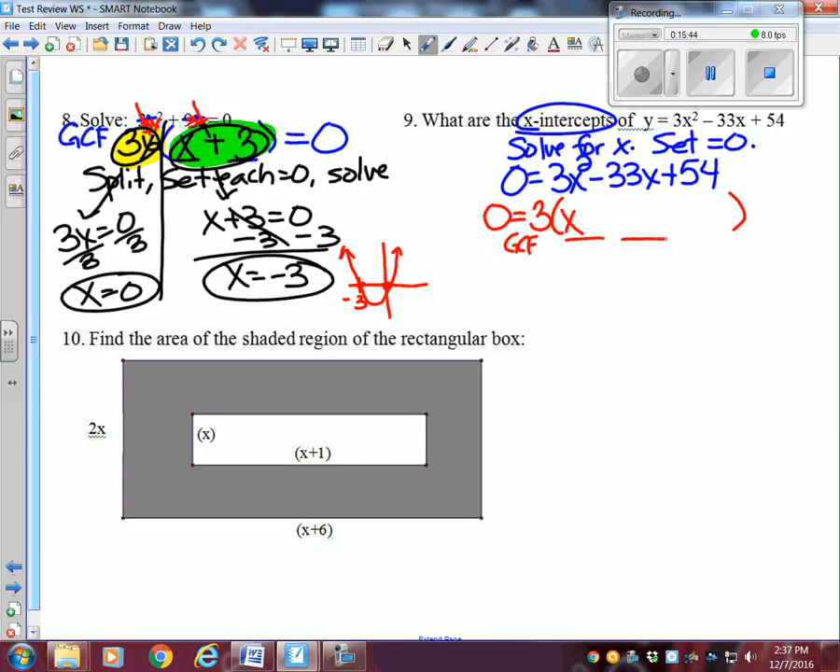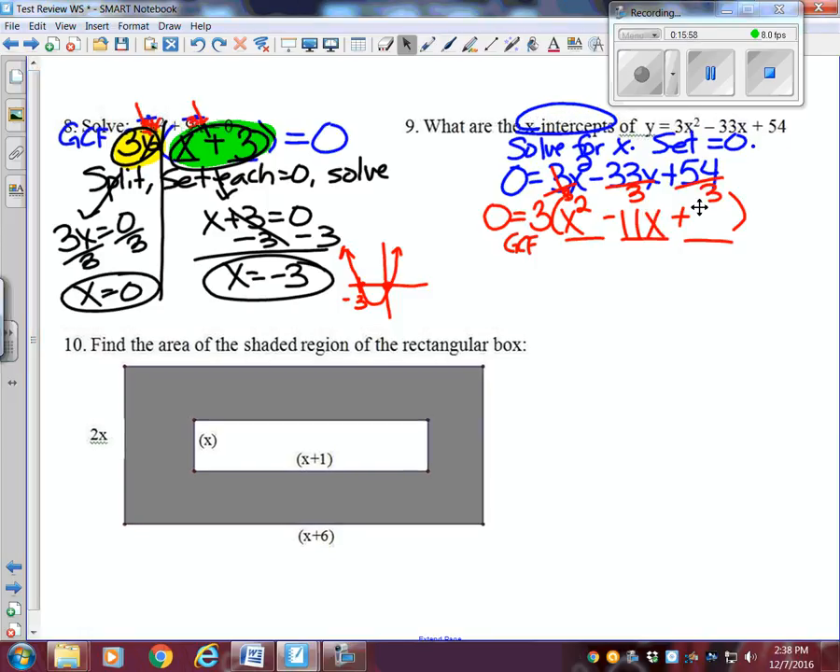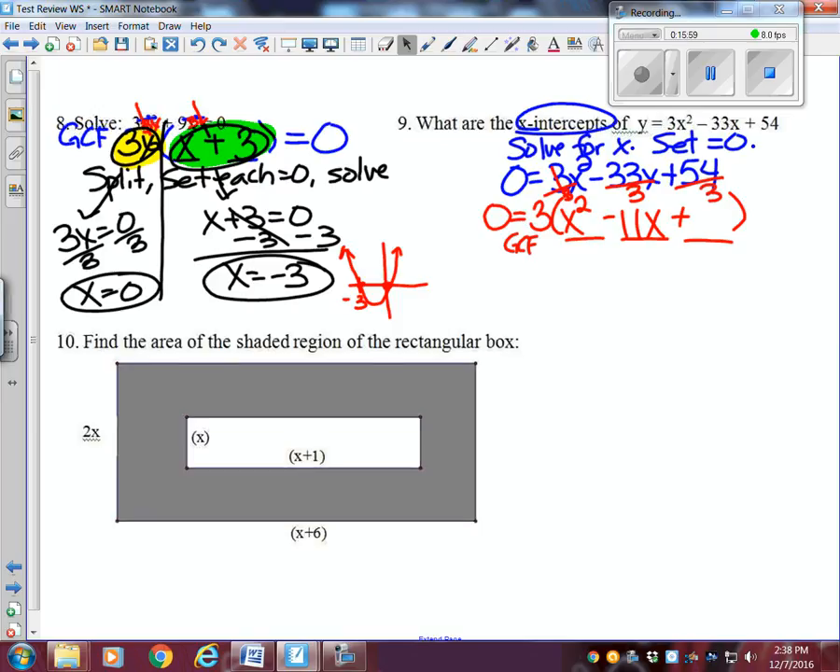And I'm going to do ds, build my frame. 3 goes into 3x squared, it's like dividing out 3, so x squared is left. Dividing out 3, 11 is left, and the x is left. Dividing 54 by 3 is 18. So I have 18. All right.